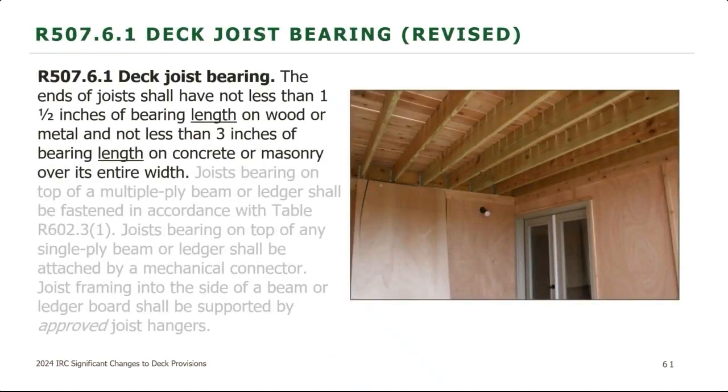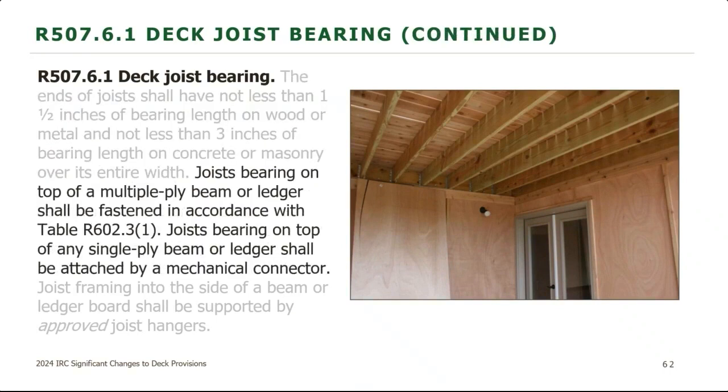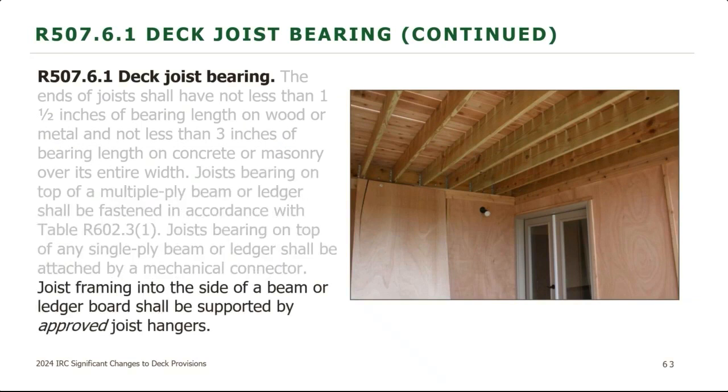So deck joist bearing, again, just added in the word length for bearing on that, just to clarify that we're talking about that 1.5 inches of bearing length onto wood or metal and 3 inches of bearing length onto concrete or masonry. No changes here, but again, just really good information. Joist bearing on a multi-ply beam or ledger shall be fastened in accordance with that table. And then joist bearing on top shall be attached with a metal connector or a mechanical connector. Joist framing into the side of a beam or a ledger board shall be supported by approved joist hangers.